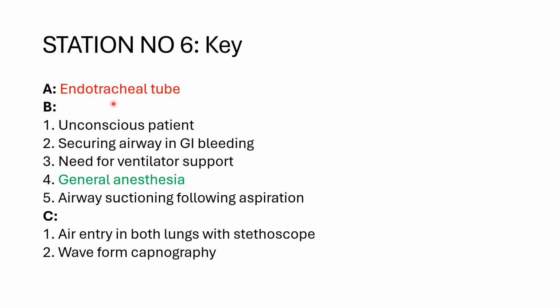This is endotracheal tube, and the most authentic point is endotracheal tube but with cuff. Examiner can give you 2 points, otherwise he will give you 1 point. Question B, these are the indications of endotracheal tube with cuff: unconscious patient, securing airway in GI bleed, need for ventilator support in GA, airway suctioning following aspiration.